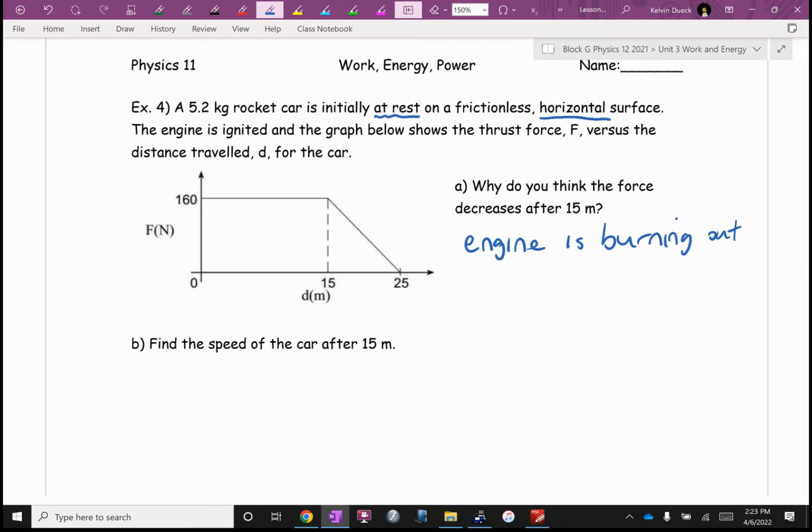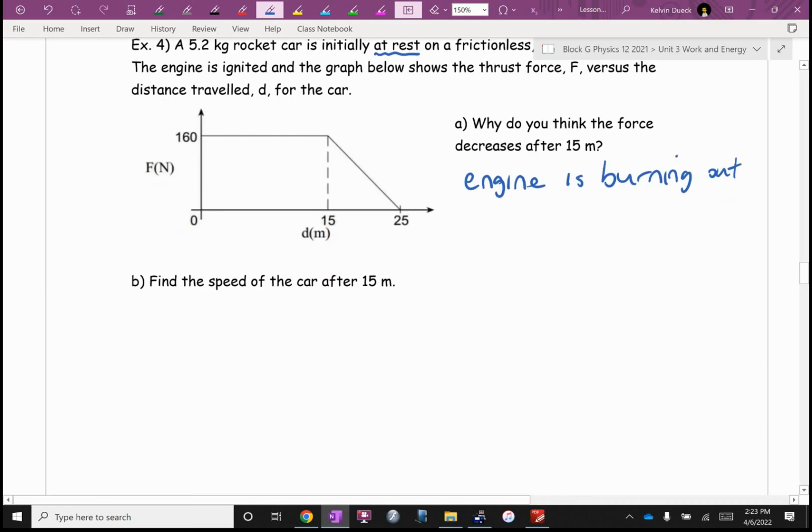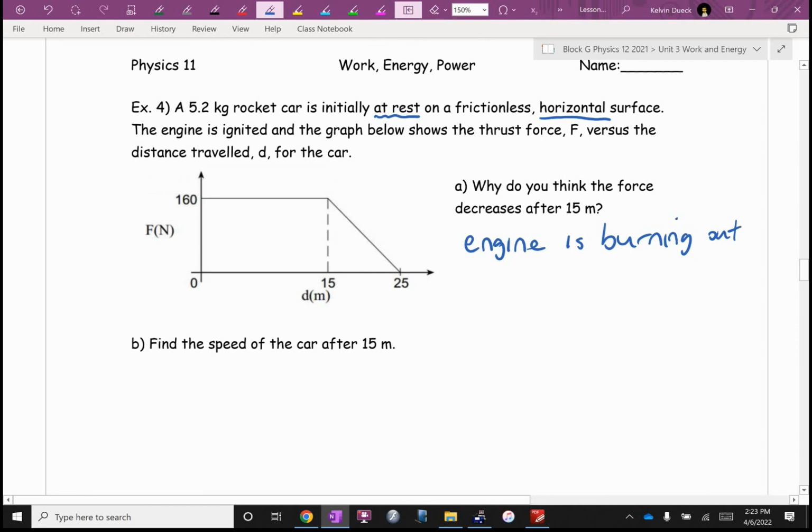Okay, a little more interesting. Taryn, what's B want me to find? Wow. Speed or velocity? Maybe that's a hint to try a scalar approach. Because I don't see an acceleration. I don't see a time. You know what I do see? A graph. What kind of a graph? A force versus distance graph. Maybe I can solve this in terms of work.